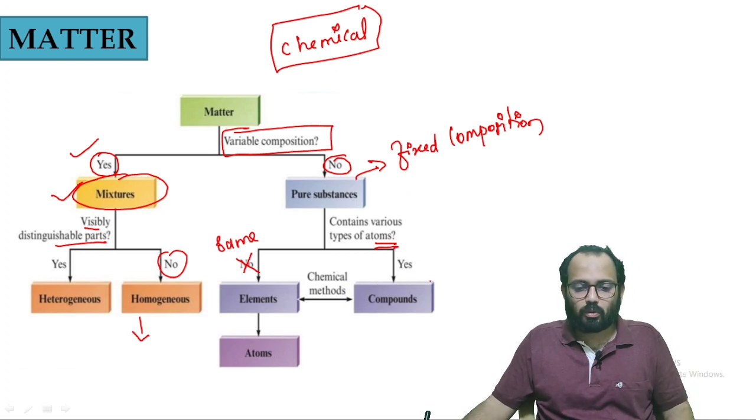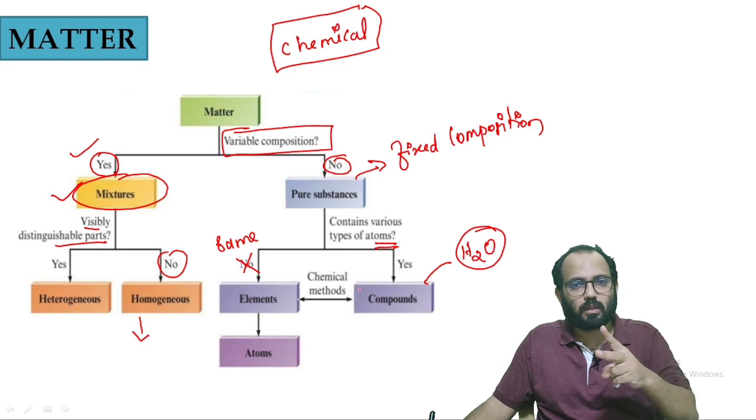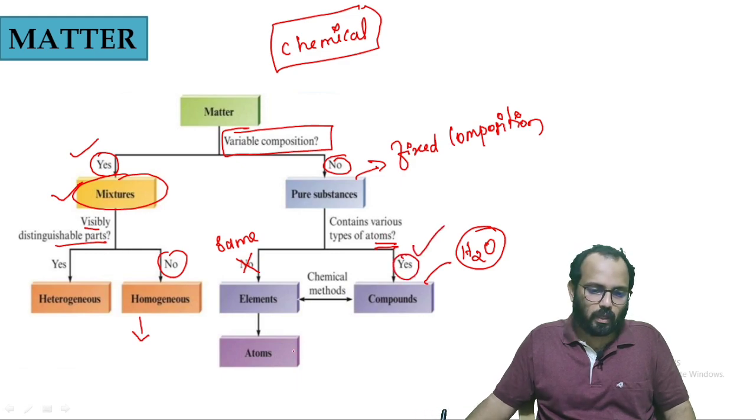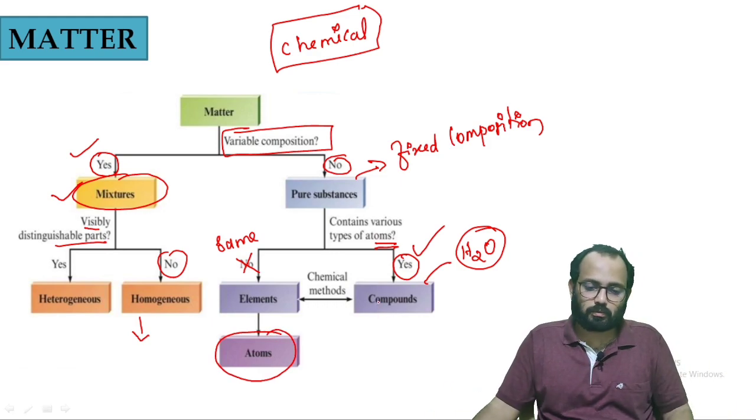And what about the compound? Let's say the compound, a molecule of compound, water. Water contains two different atoms, right? Hydrogen atom, oxygen atom. So let's say it contains various types of atoms. Elements contain atoms. Compounds contain the combination of atoms.